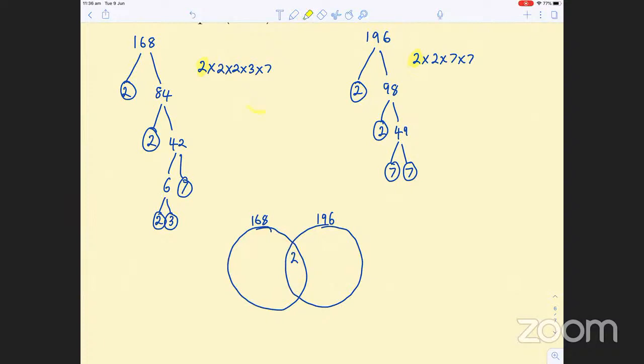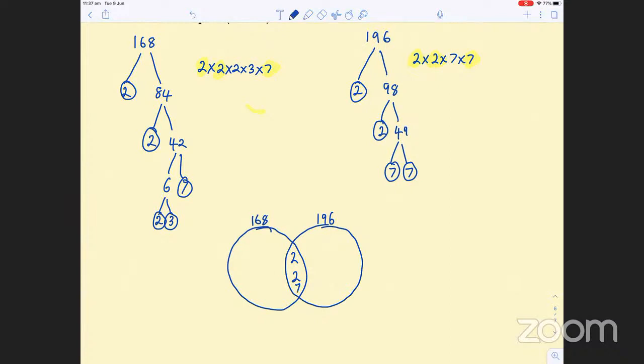There is also a 2 there and another 2 there. So we're going to put another 2 in the middle. So now we've got 2 2s in the 196 circle and 2 2s in the 168 circle. Okay, there's also a 7 in both of them that I've highlighted, which means a 7 will go into the middle.